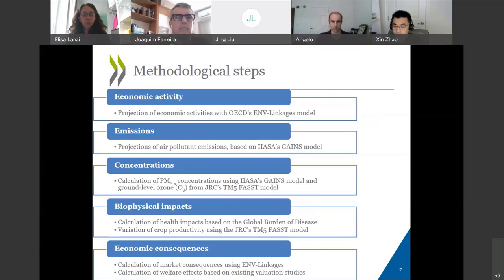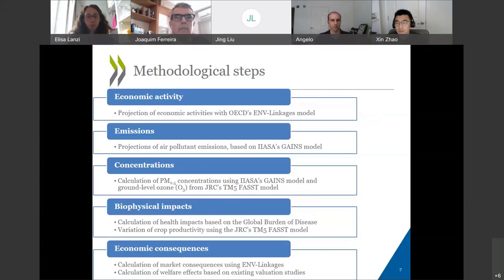So the ENV-Linkages model is the main tool for the analysis, but because we're talking about air pollution, which also needs to be considered at the more local level, we actually work together with IIASA and the Joint Research Center. So I'll quickly walk you through the steps of the methodology.